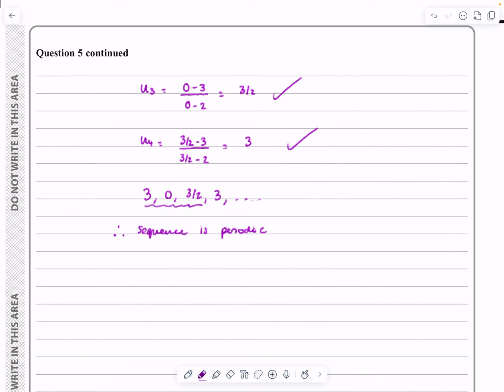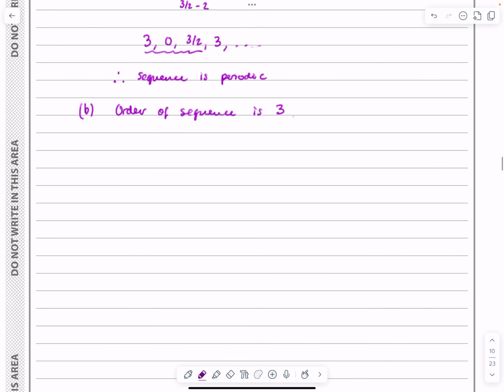And part B said, state the order of the sequence. So the order of the sequence, how many terms do we have before it repeats, is 3. And then the last part, part C, says, okay, from that, can we find the sum from n equals 1 to 70 of u_n, so u1 plus u2 plus u3 all the way up to u70. And we do this a lot with periodic functions because, yeah, of course we can.